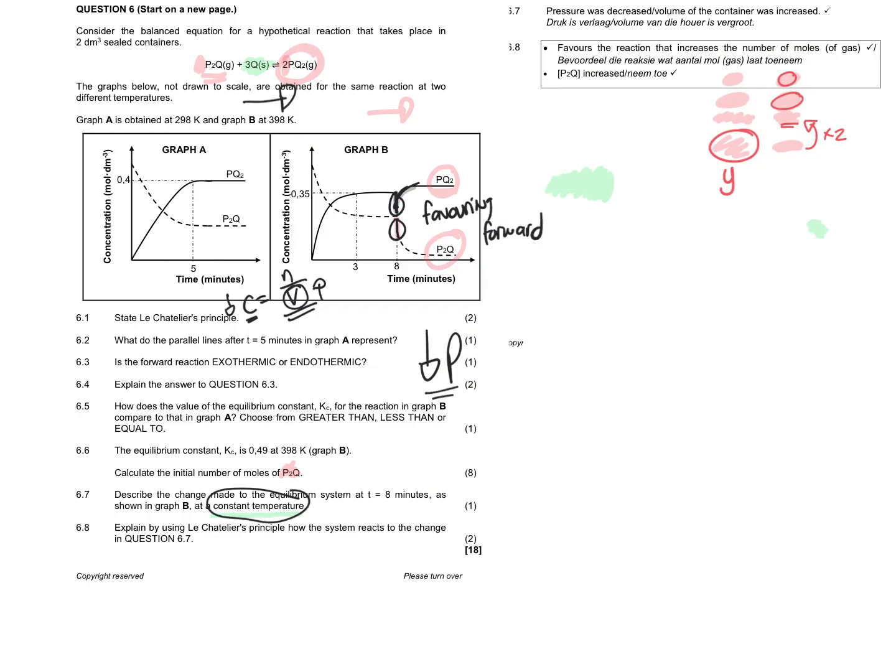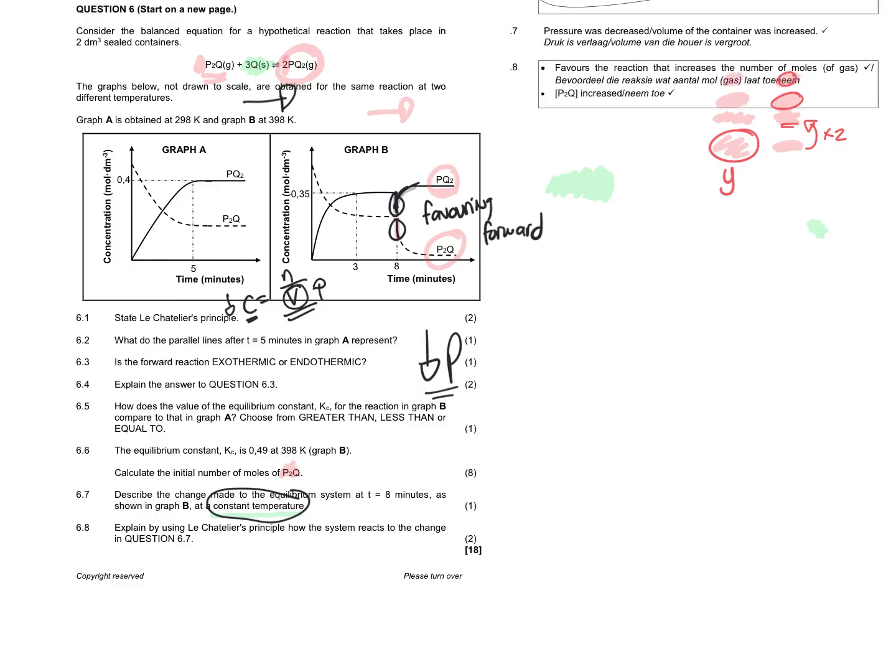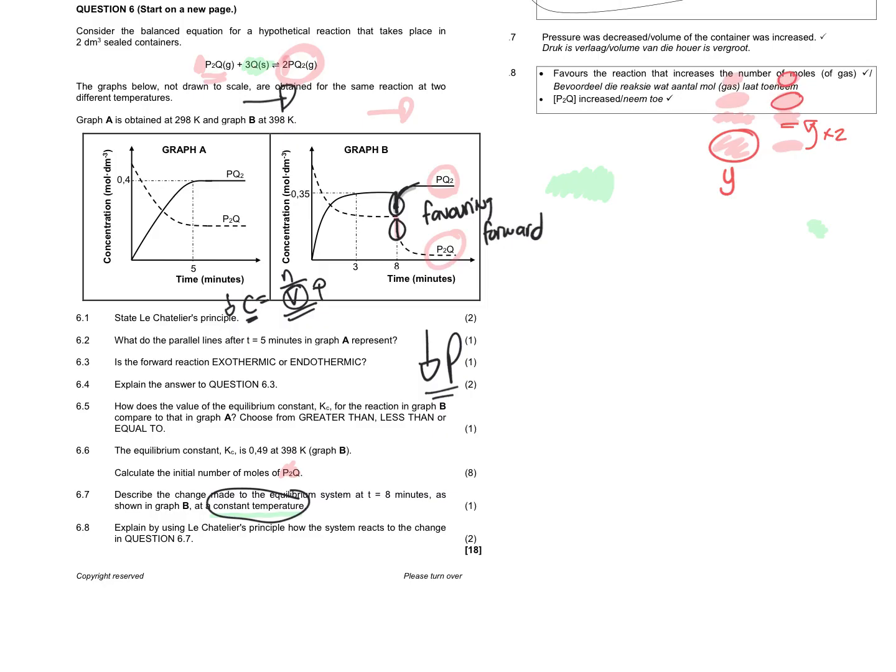So basically, you have decreased the pressure, or the volume of the container was increased. And then explained by using Le Chatelier's principle, the amount of P2Q increased because decreasing the pressure will always favor the reaction that increases the moles of gas. If you decrease the pressure, you're making more space, and so the reaction wants to take up more space by making more product. So you gave it more space, you decreased the pressure, you made the container bigger, and so it made more product to fill up that space.